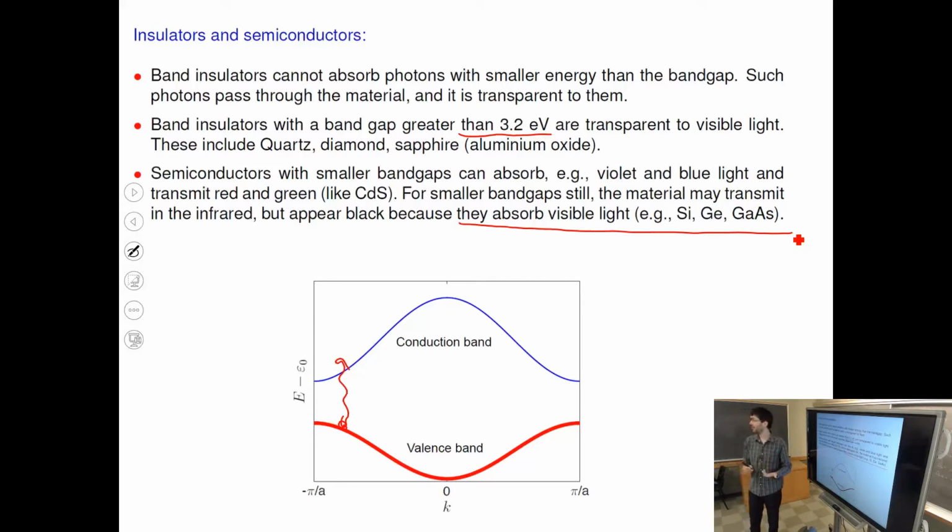They still have a band gap, but all the light that we can see with our eyes gets absorbed, doesn't get through. So to us, they look opaque. But if we had infrared vision, if we put on infrared goggles, for example, they would be transparent, because those infrared photons can actually go through those materials without being absorbed.